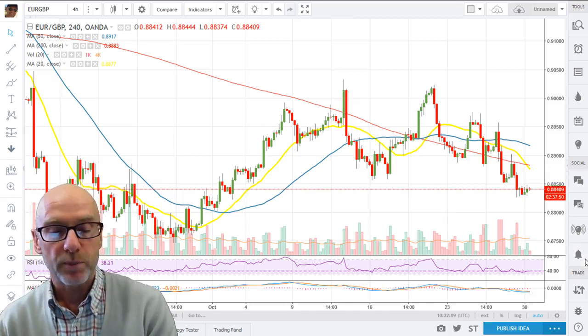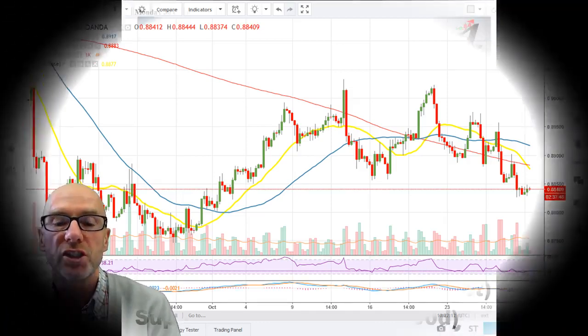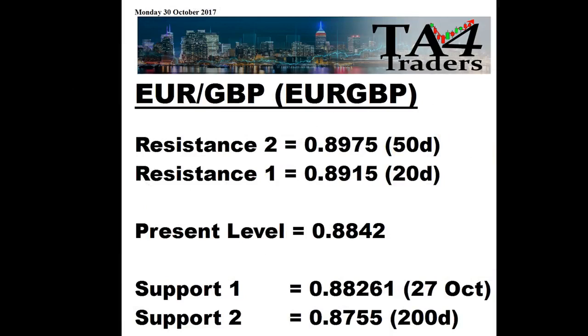Looking at the support and resistance levels, 20 days the first resistance 89.15, then 89.75 from the 50 day, with support from the 27th of October low 88.261 and then that 200-day 87.55.